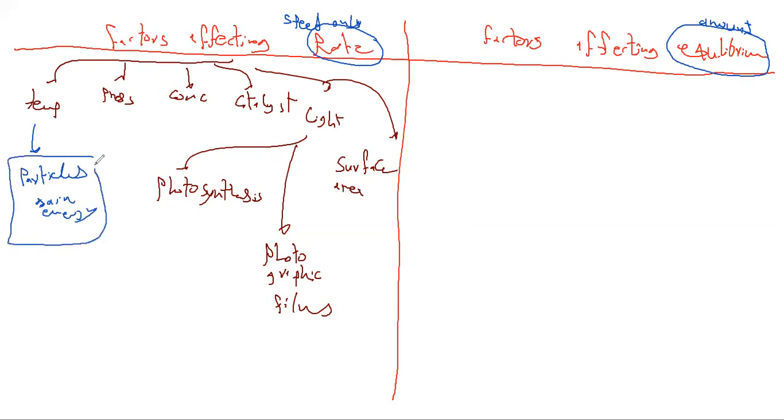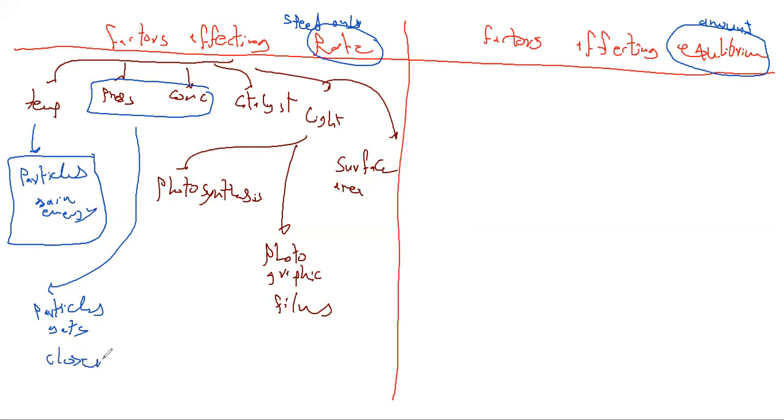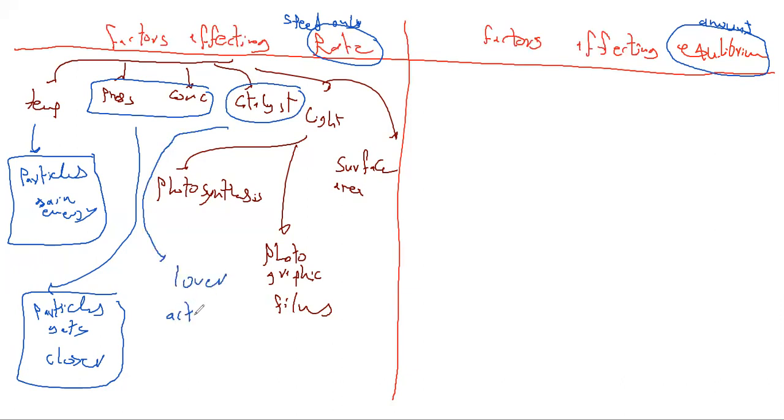For pressure and concentration, particles get closer. For the catalyst, it lowers the activation energy. By increasing any factor, temperature, pressure, concentration, catalyst, light, or surface area, the reaction becomes faster. Collisions increase and particles move faster, so the rate of reaction becomes faster. In case of temperature, particles gain energy; pressure and concentration, particles get closer; catalyst, lower activation energy.